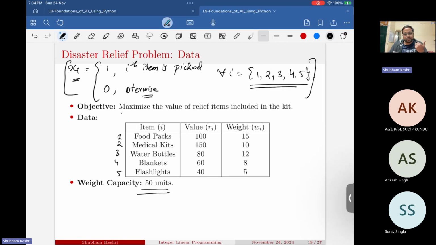Now, so these are the decision variables we have. Can you tell me the objective function of this problem? What will be the objective function of this problem?